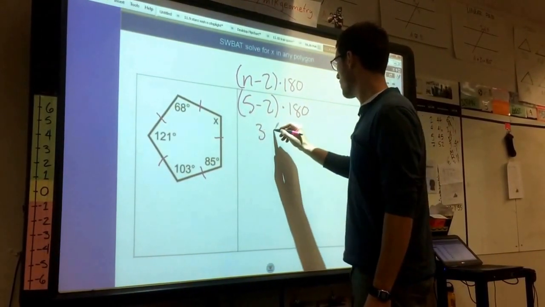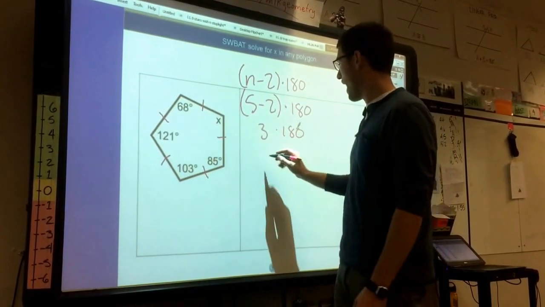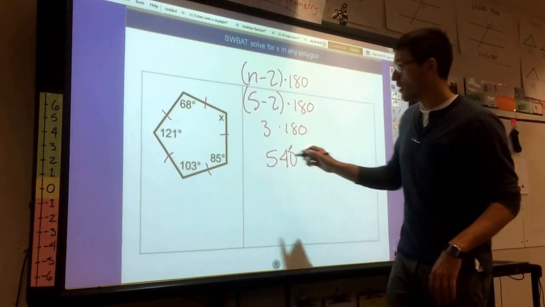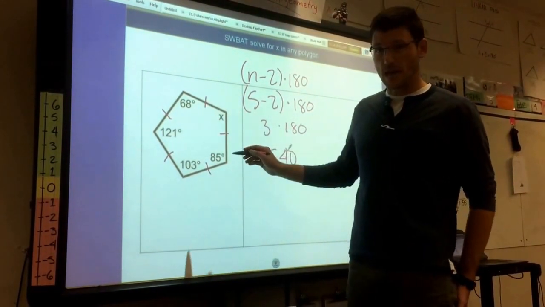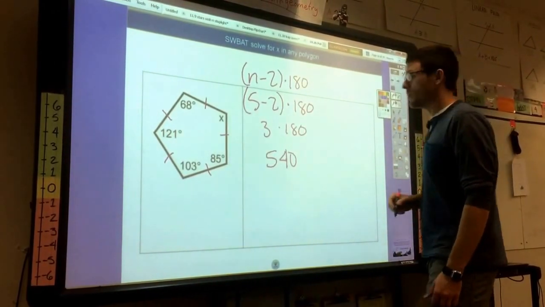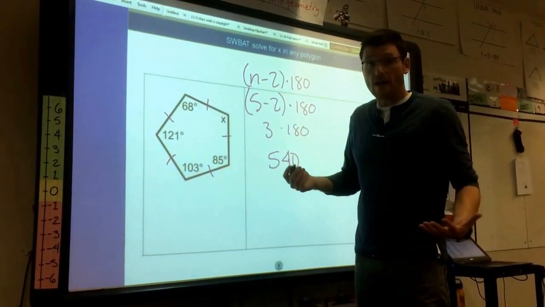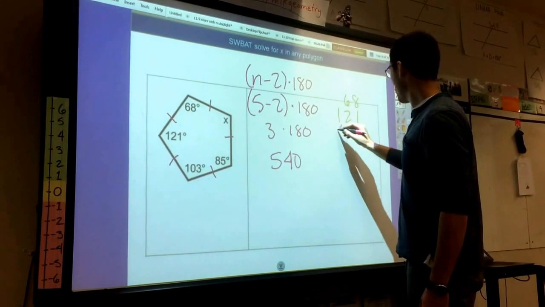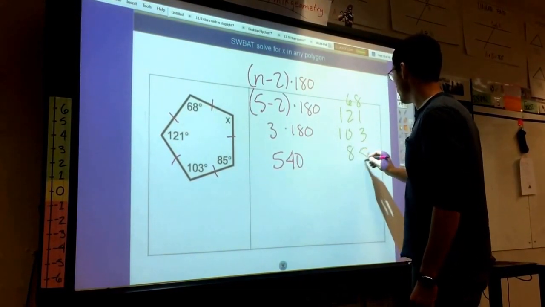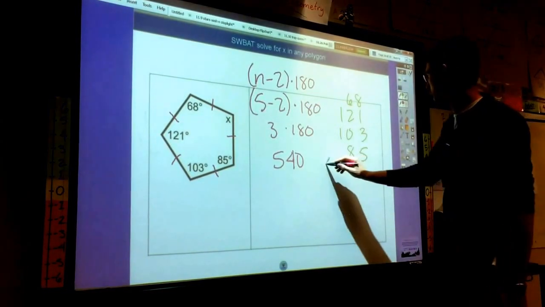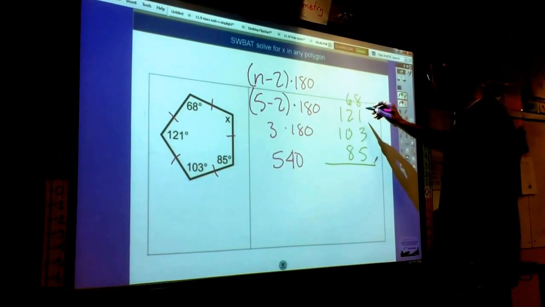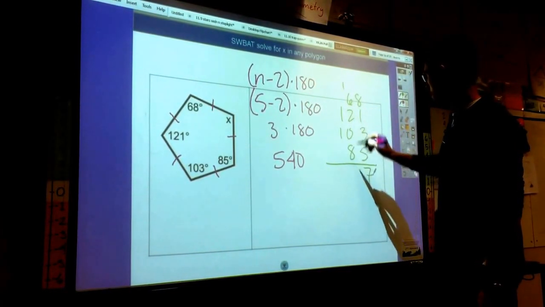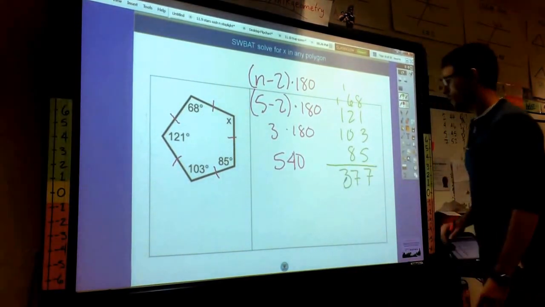5 minus 2 is 3 times 180. All the angles in this shape have to add up to 540. I'm not quite done on this one. I know that all the angles add up to 540, and it gives me some of the angles. So what I'm going to have to do next is add up the angles I've got to figure out what I have already accounted for. I've got 68, I've got 121, I've got 103, and I've got 85. All I've got to do here is add these angles together. We end up with 377.